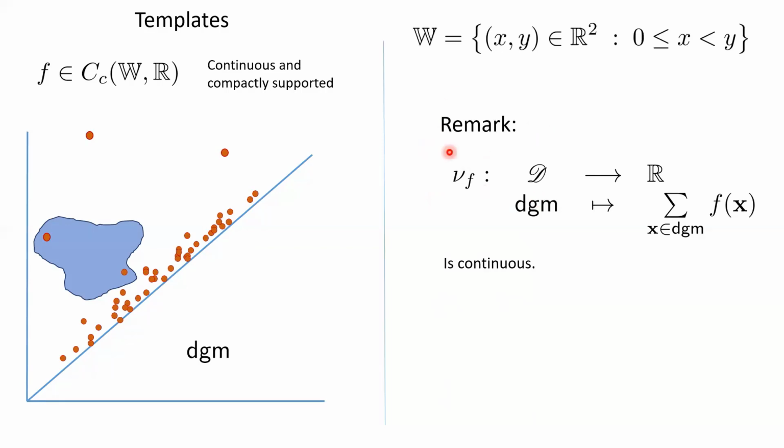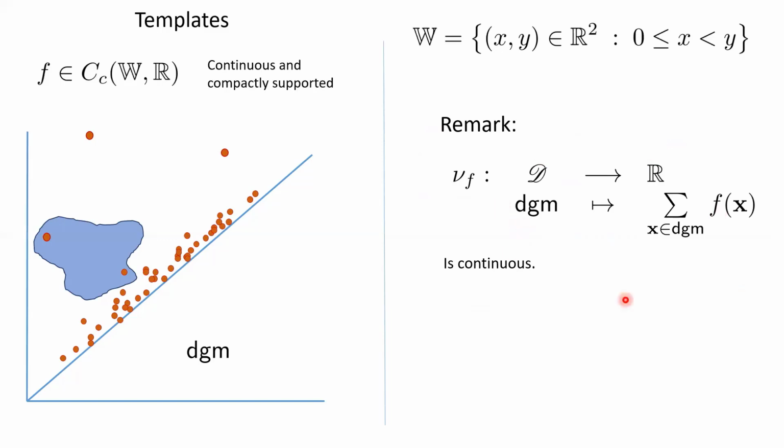The remark is that the following function, nu f, takes a diagram, takes all the points in the persistence diagram DGM, evaluates them on your template f, and then adds these values. This gives you a continuous function from D to R. Each diagram in here, you plug it into this formula and it gives you a number. So each template is giving you a functional feature for persistence diagrams, and doing this gives you a continuous function from persistence diagrams to the real numbers, so a continuous feature.